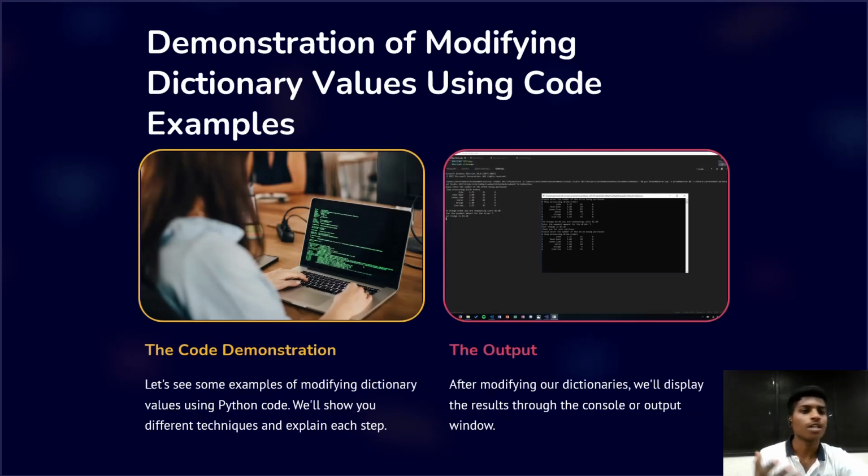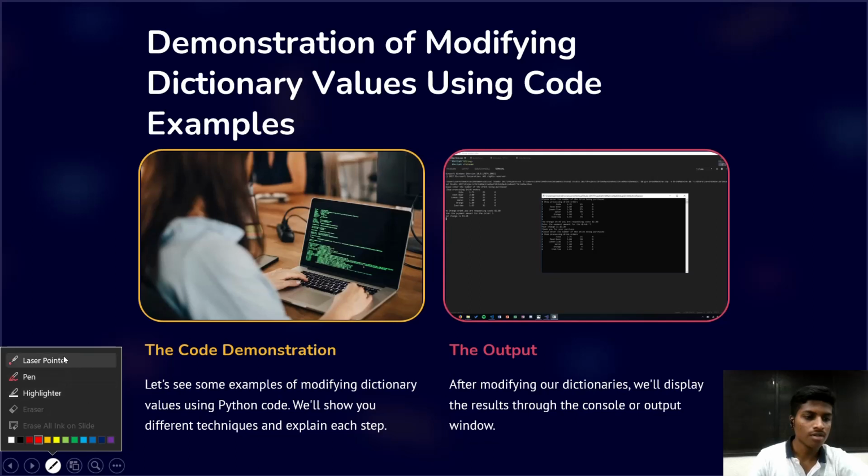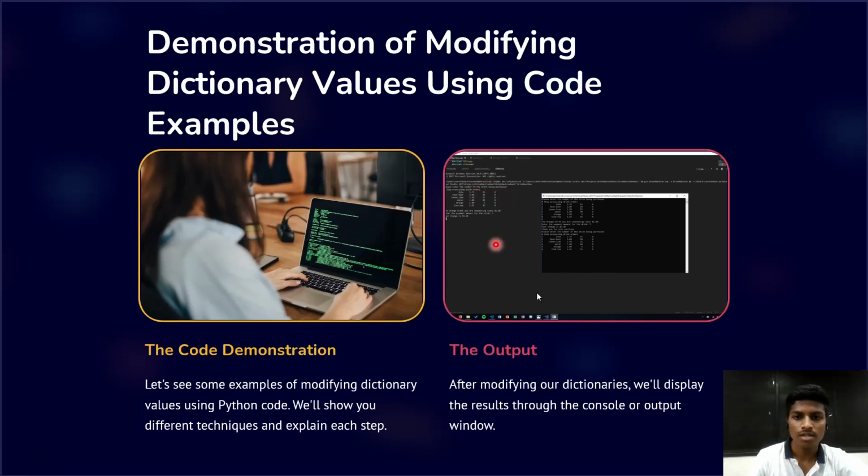So, the conversation of modifying dictionary values using code, with an example. Okay, we can see the examples, the code demonstration. Let's see some examples of modifying dictionary values using Python code. We'll show different techniques and explain each step. So basically, you can see the output here, where the output is visible. After modifying our dictionaries, we will display the result through the console or output window.